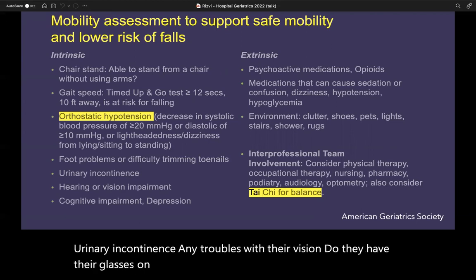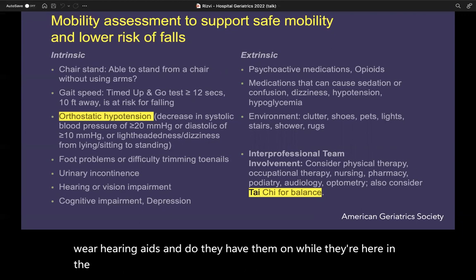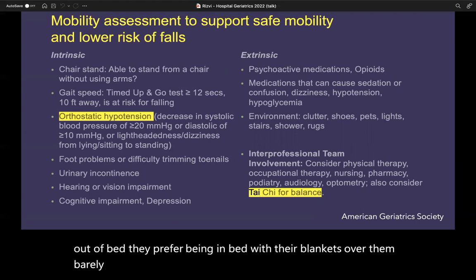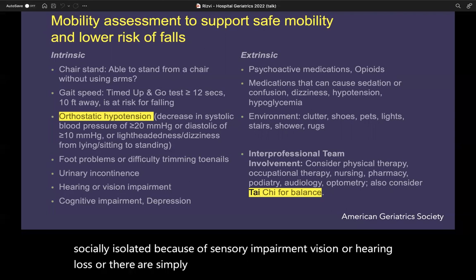Do they have hearing impairment? Do they wear hearing aids? And do they have them on while they're here in the hospital? And ask about depression. If patients are not getting out of bed, they prefer being in bed with their blankets over them, barely interacting with anyone, it could either be that they feel socially isolated because of sensory impairment, vision or hearing loss, or they're simply depressed and nobody has ever spoken to them about it.